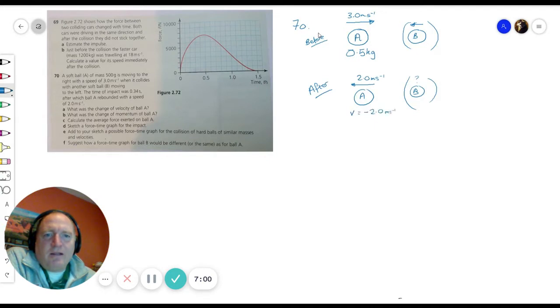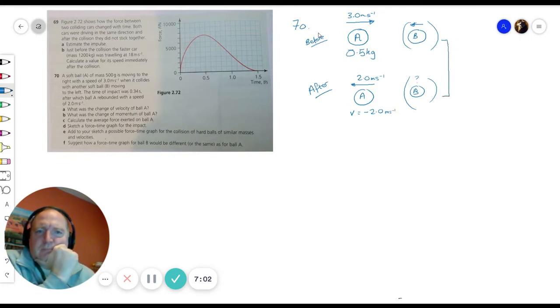And the time, so before this, we know that this collision took some time, and the time taken, in other words, delta t for the collision, is 0.34 seconds. All right, so that's all the information we've got.